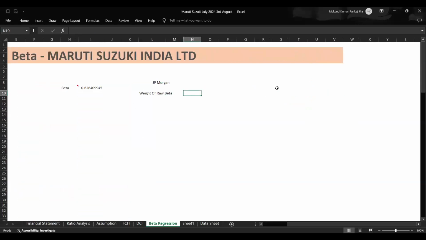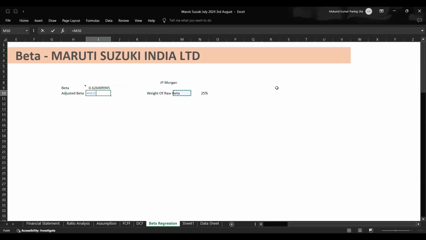So the weight of raw beta, JP Morgan gives the weight of raw beta to be 75%. And if we want to calculate the adjusted beta, we will be multiplying the weight of beta plus 1 into 1 minus weight of beta. And as you can see, this will move beta.